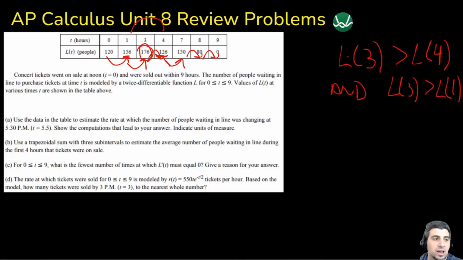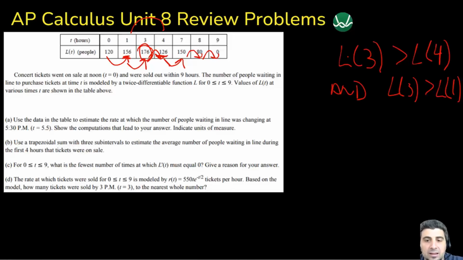Also, since L is differentiable, that means that L prime has to equal 0 at some point on that interval. Also, we could apply that same reasoning on the interval 3 to 7 with the relative min for L. L of 4 is less than L of 3 and L of 7. So there has to be a relative min on that interval. And since 126 is lower than both the endpoints, we know it has to occur between 3 and 7. Therefore, since L is differentiable, L prime equals 0 for some value there.